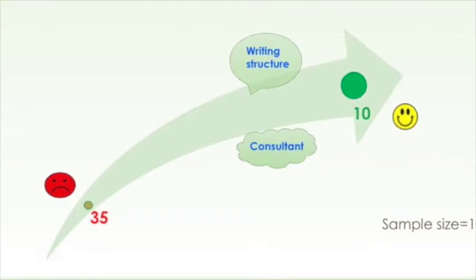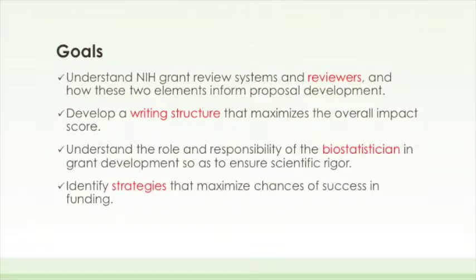Right now, as a biostatistician, I only have one sample size. So hopefully you can join us and we can see whether it works or not. Today I'm going to talk about the NIH grant review system a little bit. Then I will talk about reviewers. Actually, we talked about it already. We're trying to use these two kinds of information to see how they can help us write grants. And second, I want to share with you a writing structure that can help reviewers quickly get what we're trying to say.